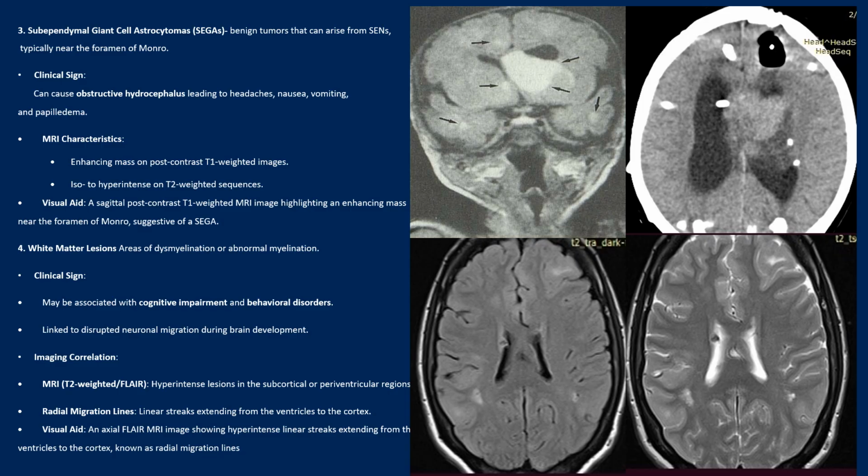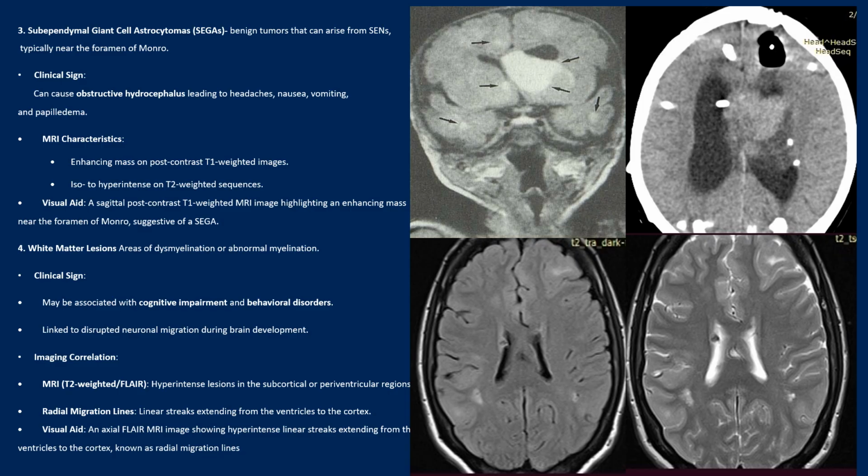On MRI, they appear as an enhancing mass on post-contrast T1 weighted images and iso to hyperintense on T2 weighted sequences. The best visual aid is a sagittal post-contrast T1 weighted MRI image highlighting an enhancing mass near the foramen of Monro, which is suggestive of a subependymal giant cell astrocytoma. The image on the right shows a sagittal post-contrast T1 weighted MRI image with an enhancing mass near the foramen of Monro.